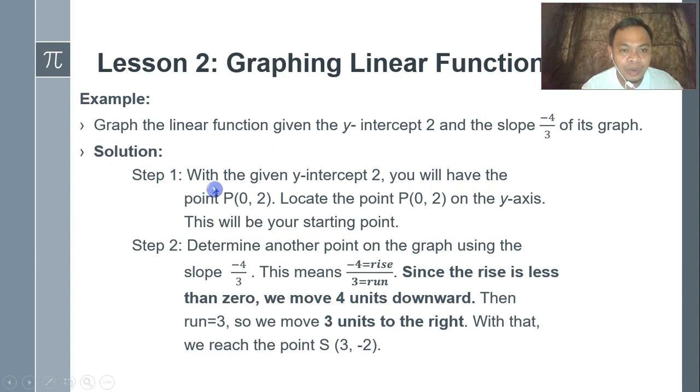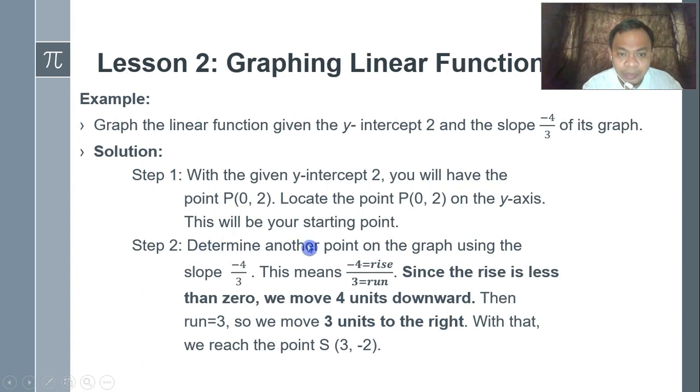Okay, so step 1, with the given y-intercept 2, you will have the point 0 and 2. Since y-intercept, di ba, pag y-intercept, 0 po si x. So, ang kanyang coordinate ay 0 and positive 2. Yung positive 2, ayan po yung y-intercept. Then, locate point P, 0 and 2 on the y-axis. This will be your starting point. So, i-plot natin to. Yung given na y-intercept na 2 or simply as 0 si x, 2 si y.